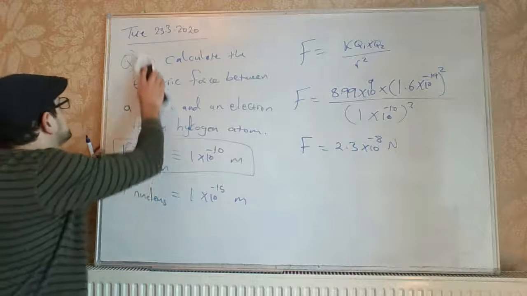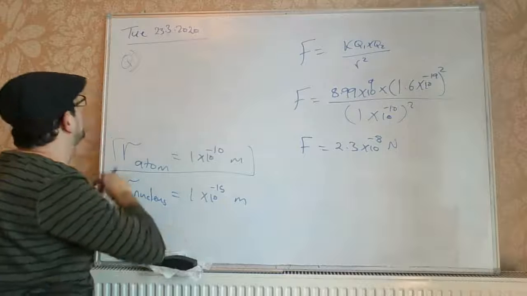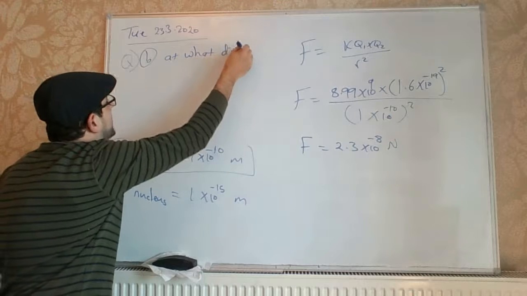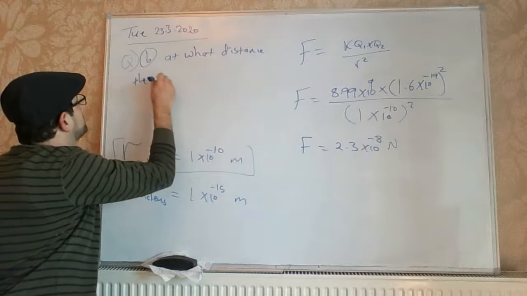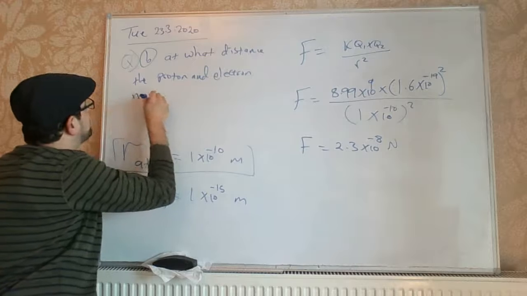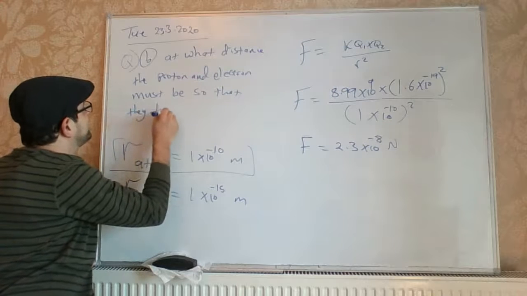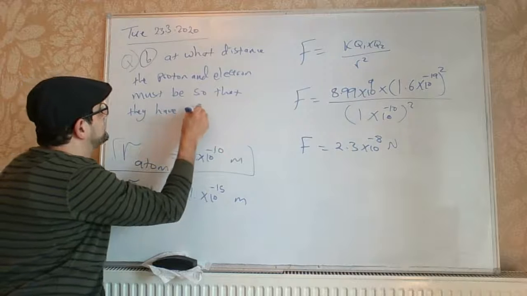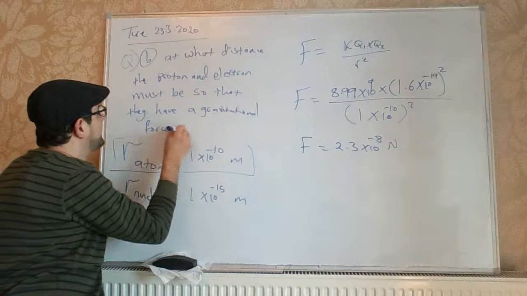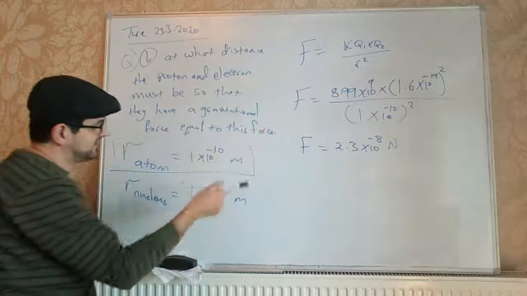Okay. Now B. At what distance must the proton and electron be so that they have a gravitational force equal to this force, the force that we calculated.